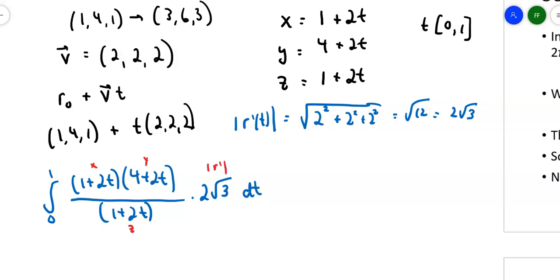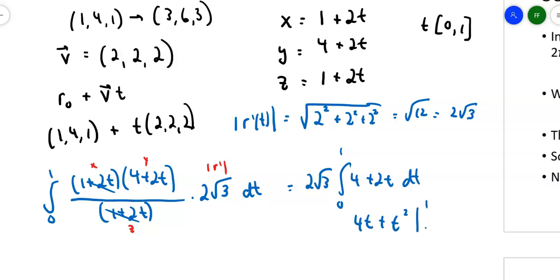Well, this thing works out nicely and the 1 plus 2t cancels here. So this just gives me 2 radical 3, integral from 0 to 1 of 4 plus 2t. All right, so I get 4t plus t squared. Evaluating it at 0 gives me nothing, so evaluating it at 1 gives me 4 plus 1, which is 5. 5 times 2 square root of 3 is 10 square root of 3. And there's my answer.